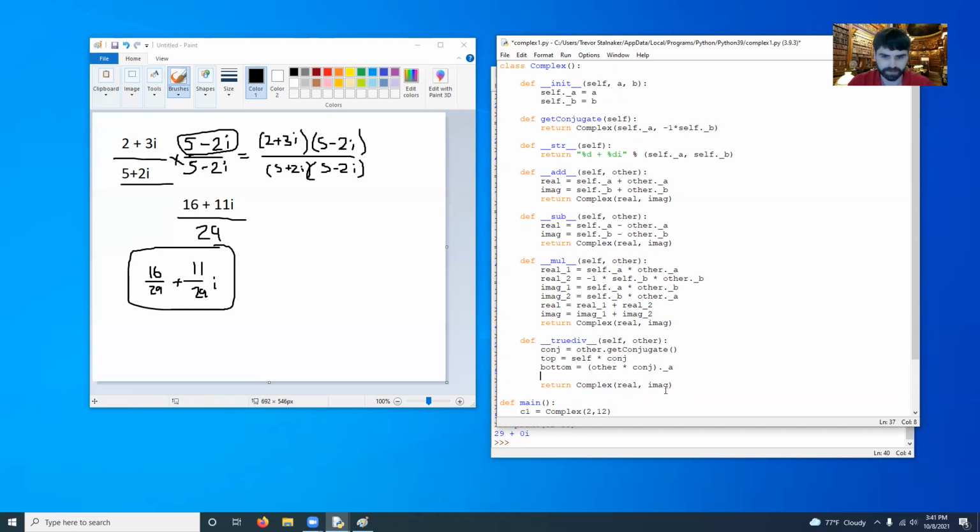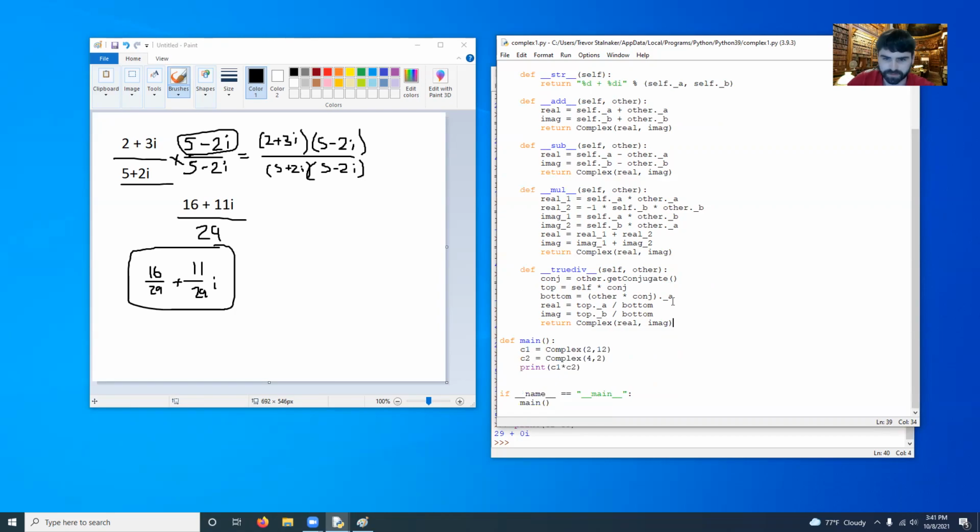Then lastly, what we need to do is find the real part. Well, the real is going to be top dot underscore a divided by the bottom. The imaginary part is going to be top dot underscore b divided by the bottom. And that should do it. So let's try this.